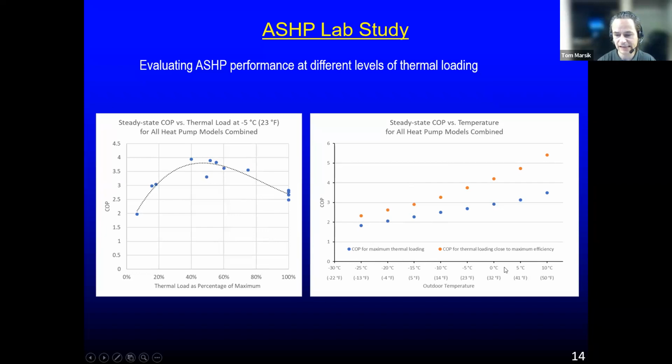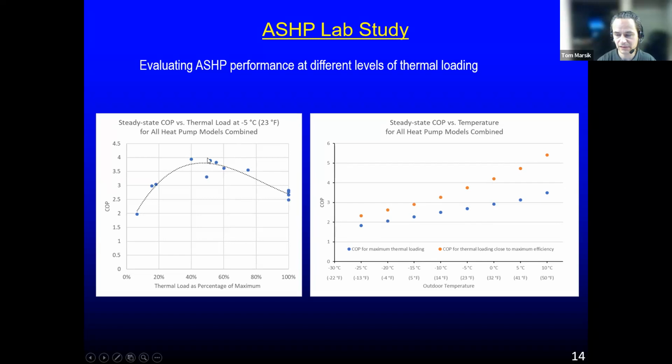So on the x-axis, that's the outside temperature. On the y-axis, that's the coefficient of performance, and so the blue series is the coefficient of performance for the maximum level of thermal loading, which means on the left graph it will be this point here, and the orange series is the coefficient of performance for thermal loading close to maximum efficiency. So that will be around here, around this point.